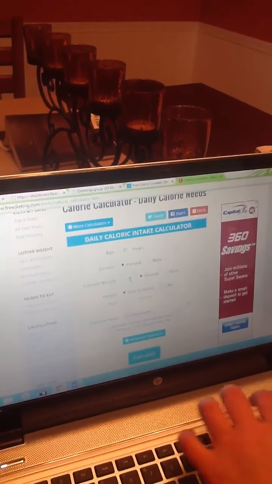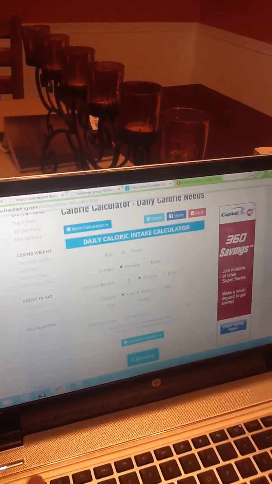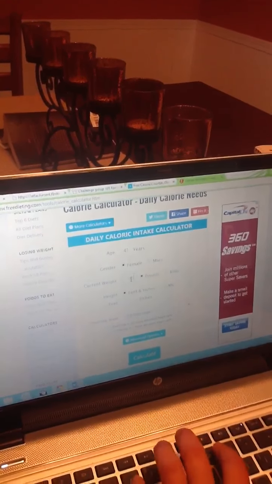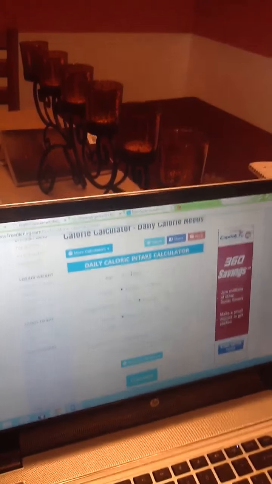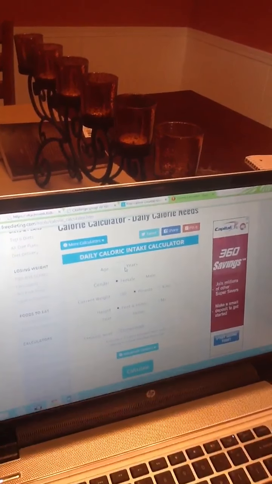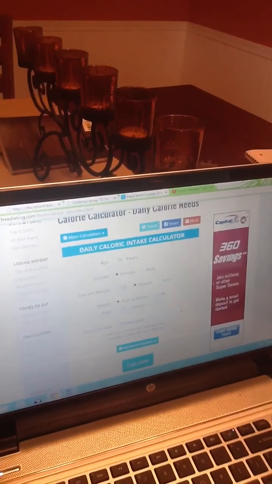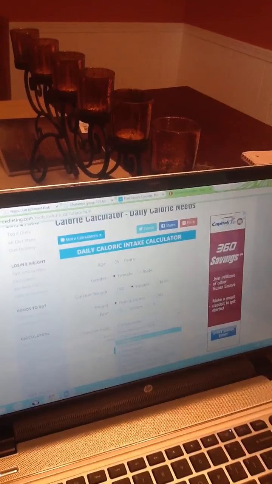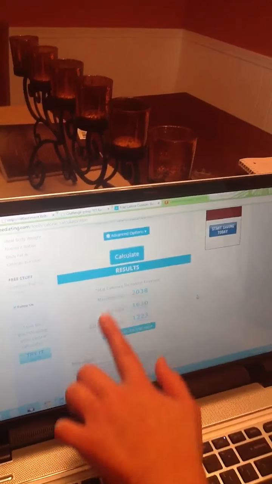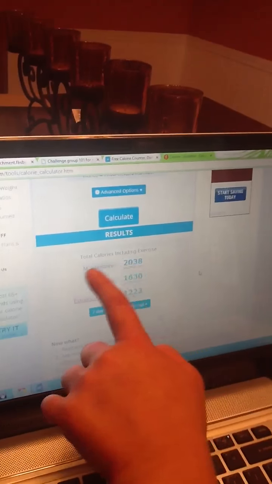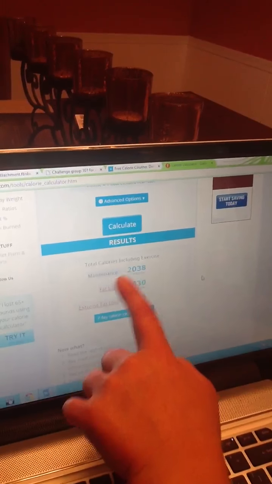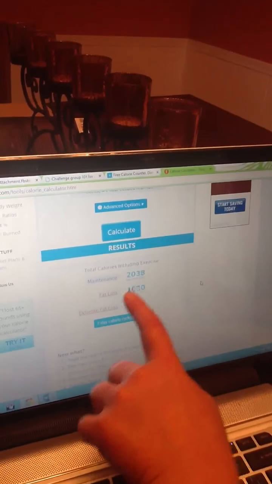So, for example, let's say someone was 150, and let's say they were 35 years old, and let's say they were 5'6", and let's say they were going to work out 5 times a week. Calculate. You see it comes up with a number. If you wanted to maintain, you would be aiming to eat that number a day. For fat loss, you want to stick to 1630.